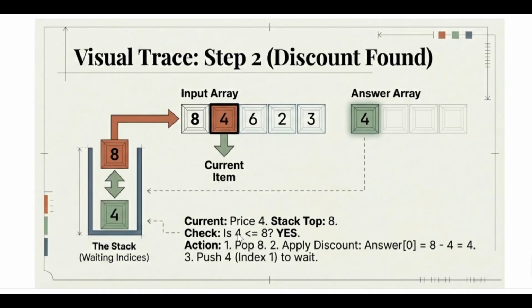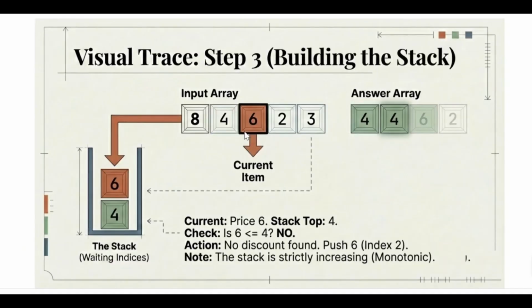So we go ahead and do this. Yes, it is. Then we go ahead and pop it out, and then we apply the discount, which is 8 minus 4. And then we go ahead and push 4 so that 4 can wait for a later iteration. Hopefully it can find an item that's smaller than itself. Okay, so that's kind of the whole gist. We push the item and we wait at future iterations to answer the question: are you smaller than I am? If you are, apply the discount.